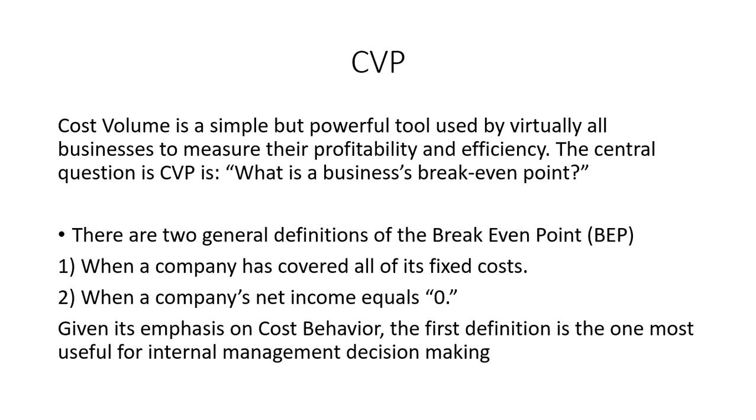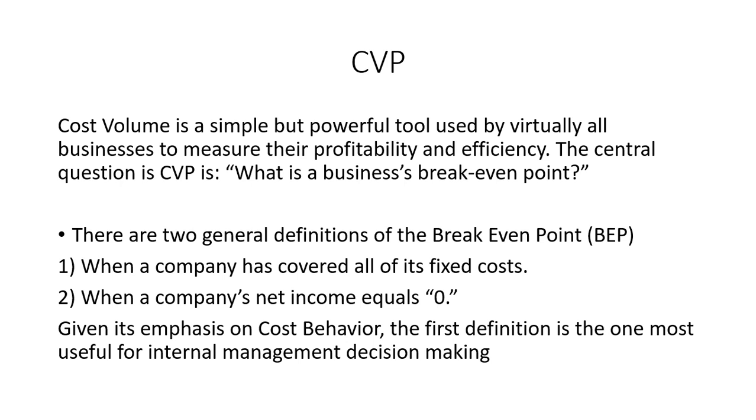The central question in CVP is, what is a business's break-even point? And that's really crucial, because think about it. Break-even means that you make zero money. Your revenues are equal to expenses. But once you make one more unit past the break-even point, you're actually making a profit. If you sell and produce less than the break-even point, you have a loss.